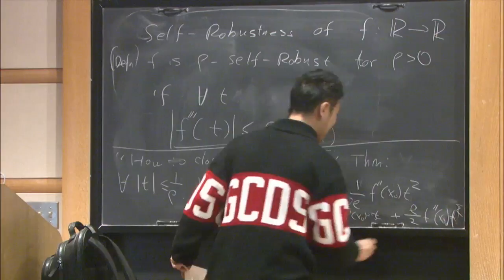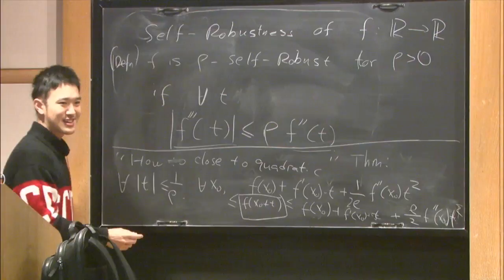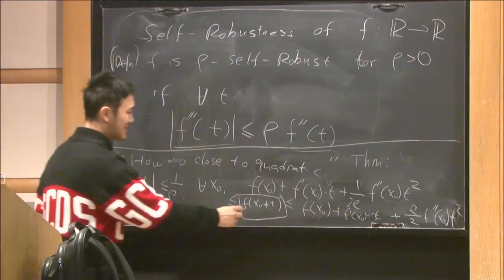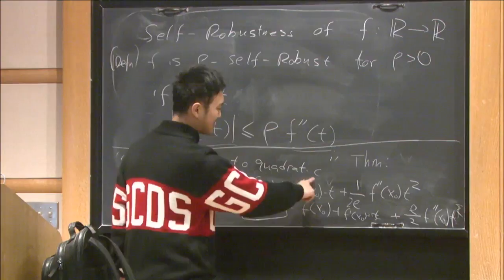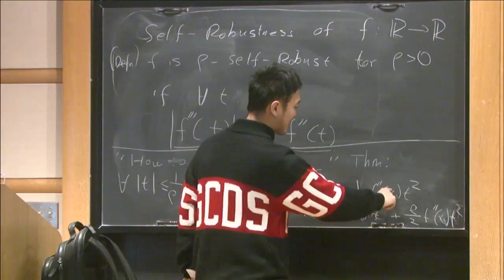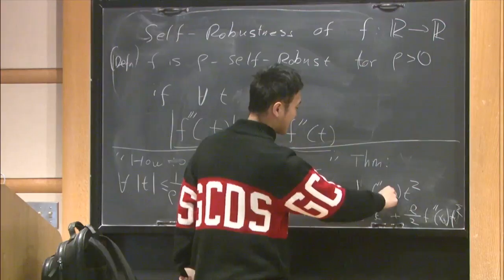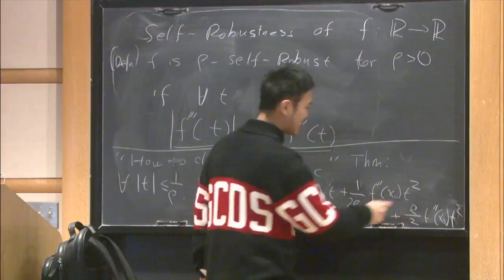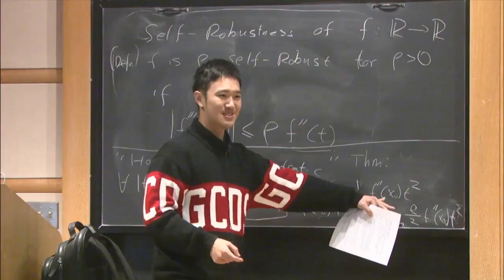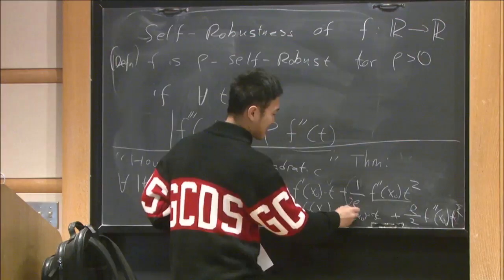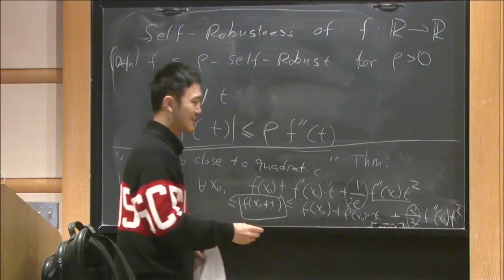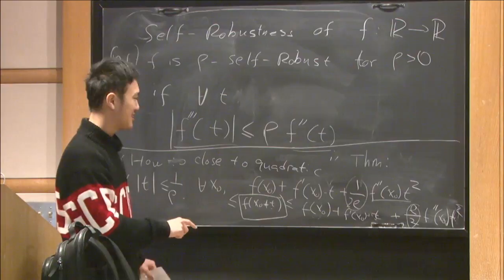Basically, this is the original function at x0 with an offset t. If you do the Taylor expansion, you get f(x0) plus the derivative at x0 times t plus 1 over 2 times the second derivative of f at x0 times t squared. This is a standard Taylor expansion, but you get a remainder term. And the lemma says that the remainder term can be bounded by the second order term. So you get a quadratic function with coefficient 1 over 2e as the lower bound, and a quadratic function with coefficient e over 2 as the upper bound. Of course, this is not very tight, but for the purpose of our proof, it's enough.